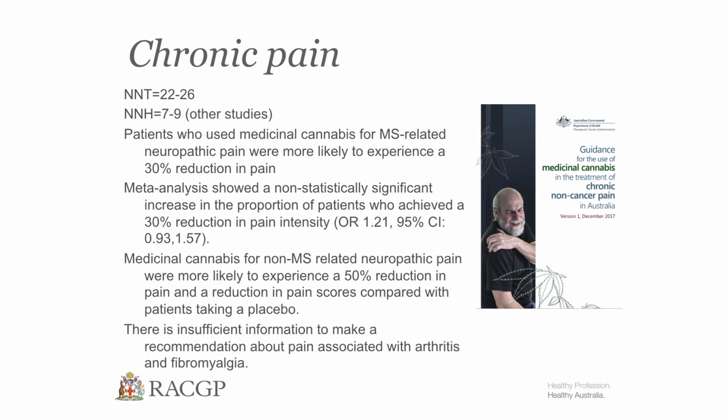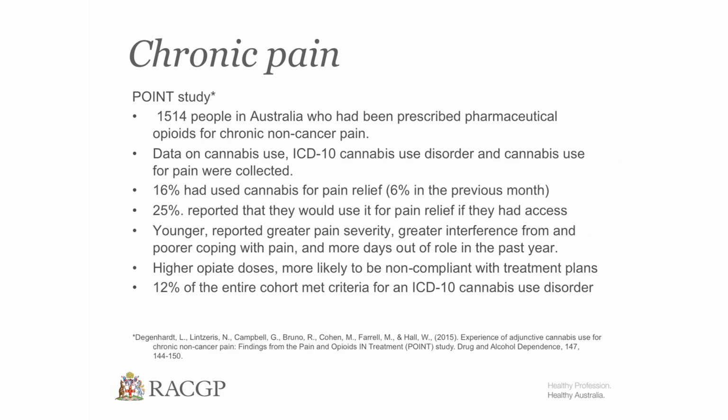One of the things they're concerned about is that at the moment a lot of people do self-medicate with chronic pain. A study taking place in Australia at the moment and already published, called the POINT study, is looking at people using pharmaceutical opiates. It's over 1,500 people who've been prescribed opiates for chronic non-cancer pain. They looked at cannabis use, cannabis use disorder that could be diagnosed, and cannabis use for pain. Out of those 1,500 people, 16% had used cannabis for pain relief, including 6% in the past month. 25% reported they'd use it for pain relief if they had access.